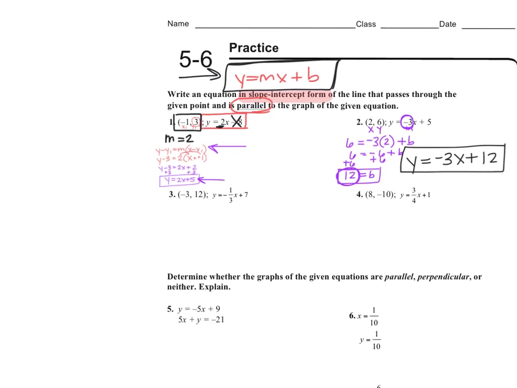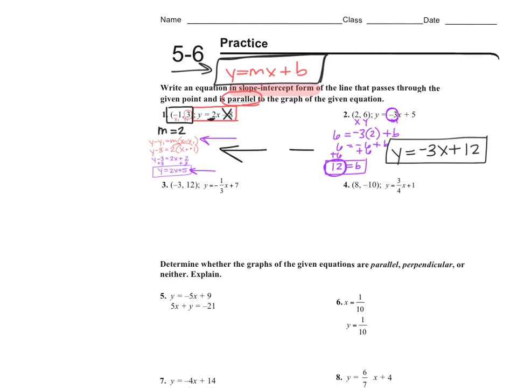So just notice, these are different methods, okay? You may choose one or the other. You do not have to be able to do both. Pick the one that you like better, okay? So you'll do 3 and 4.